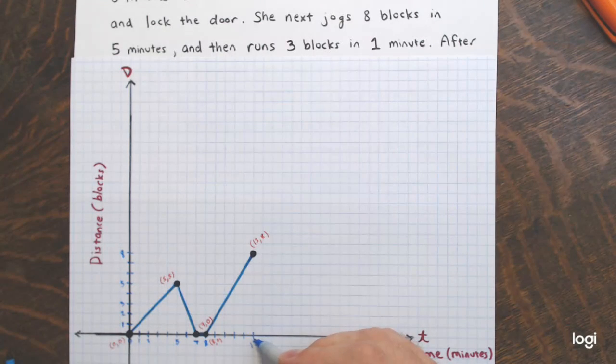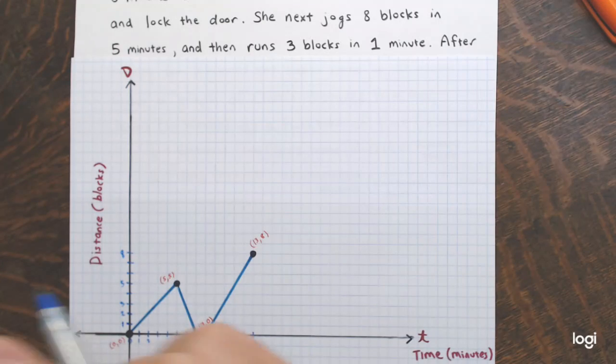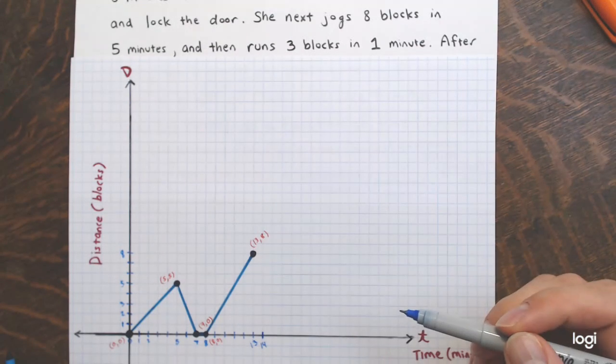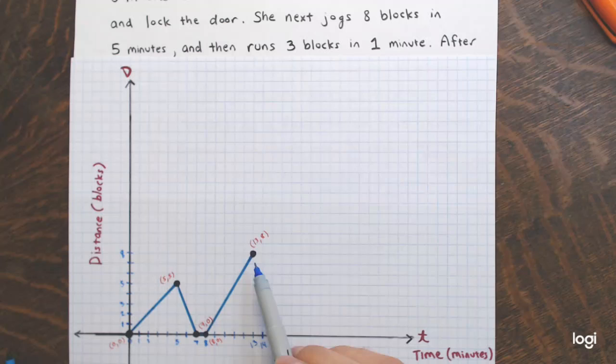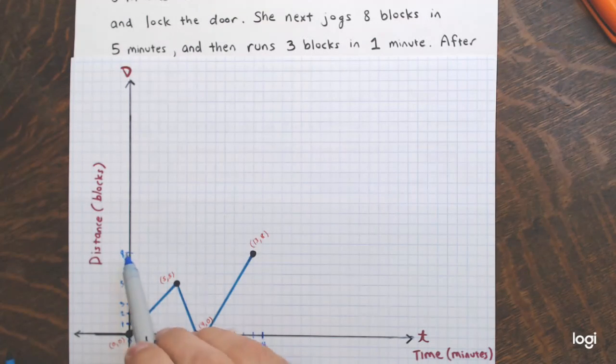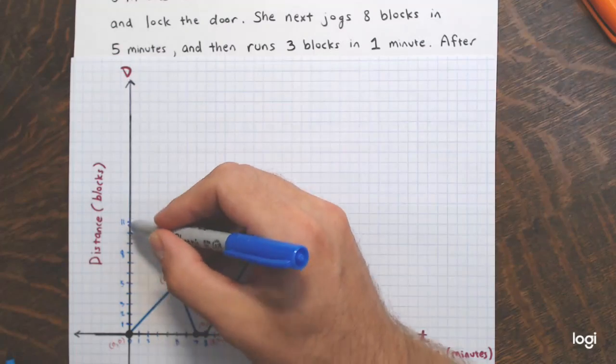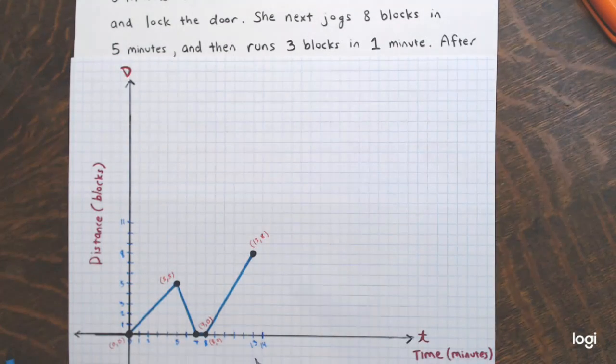So I'm at the 13th minute. They're saying she runs 3 blocks in 1 minute. So after 1 minute later, she's at the 14th minute. She's jogged 3 more blocks. So from the 8 blocks away, now she's 9, 10, 11 blocks away. 3 more blocks in that next minute.